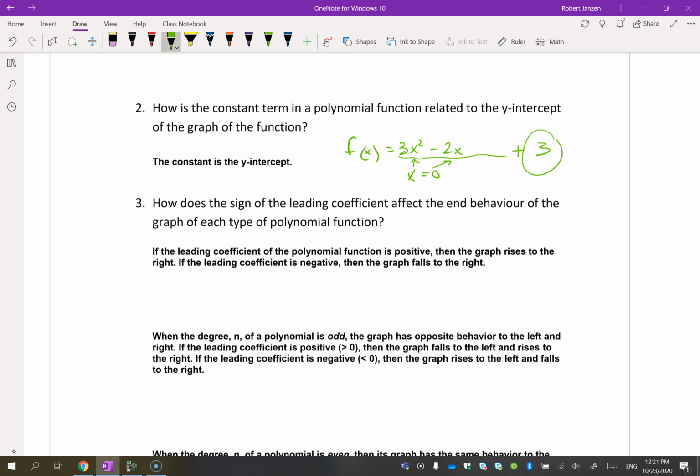Okay, how does the sign of the lead coefficient affect the end behavior? Okay, remember end behavior is what's going on as x is approaching infinity. If you look at any of the graphs, basically this means if the lead coefficient is negative, then the graph is going to end up there. If the lead coefficient is positive, the graph is going to end up this way. And remember what the lead coefficient is, that's the highest power of x.